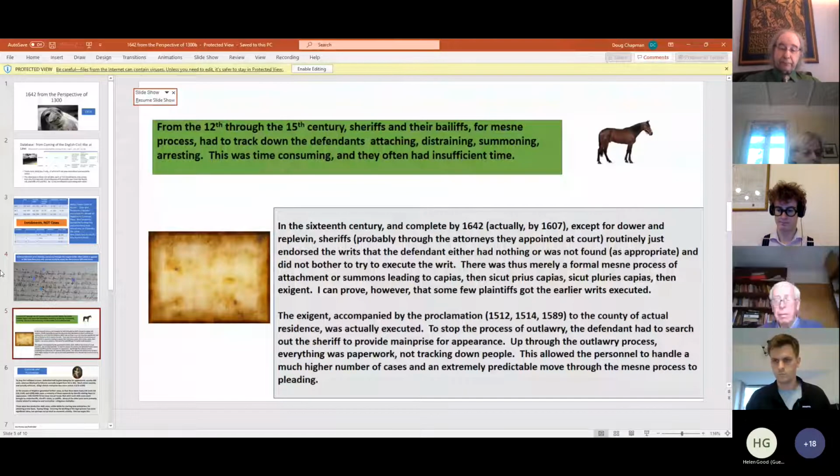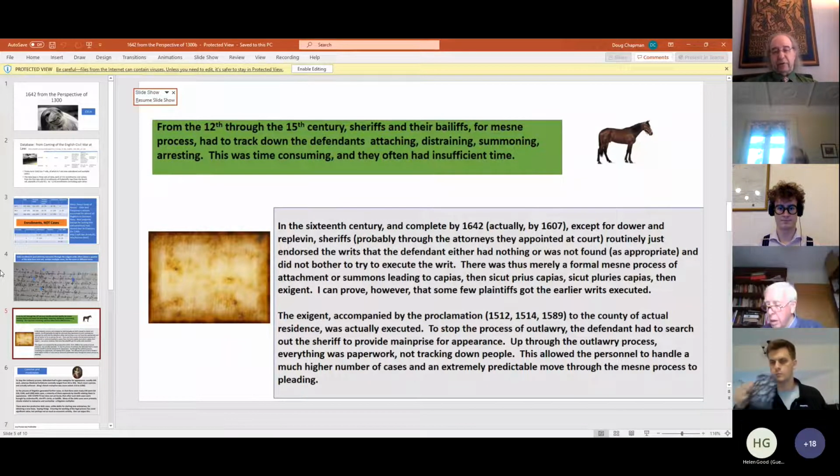Okay, so not only were there many fewer forms of writs by 1642, the administrative structure was completely different.